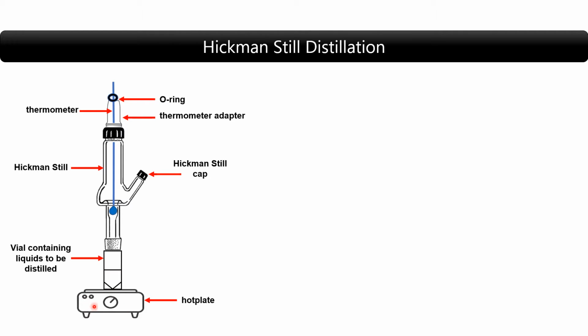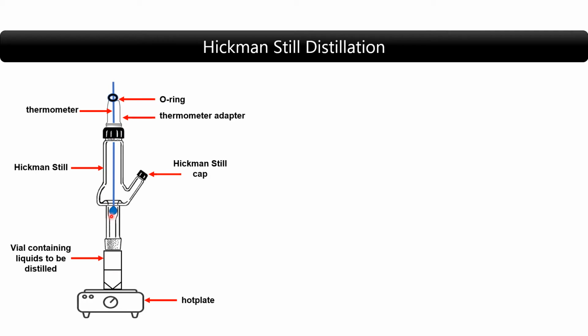There is the hot plate, and this is the 5 ml vial where we will have our liquid mixture, and that is fixed to this piece of glassware that we call a Hickman-Still. It has this stem part and this larger bulb part, and there's this little side arm with the cap. There are some grooves made into this glassware so small amounts of liquid can be held in these grooves.